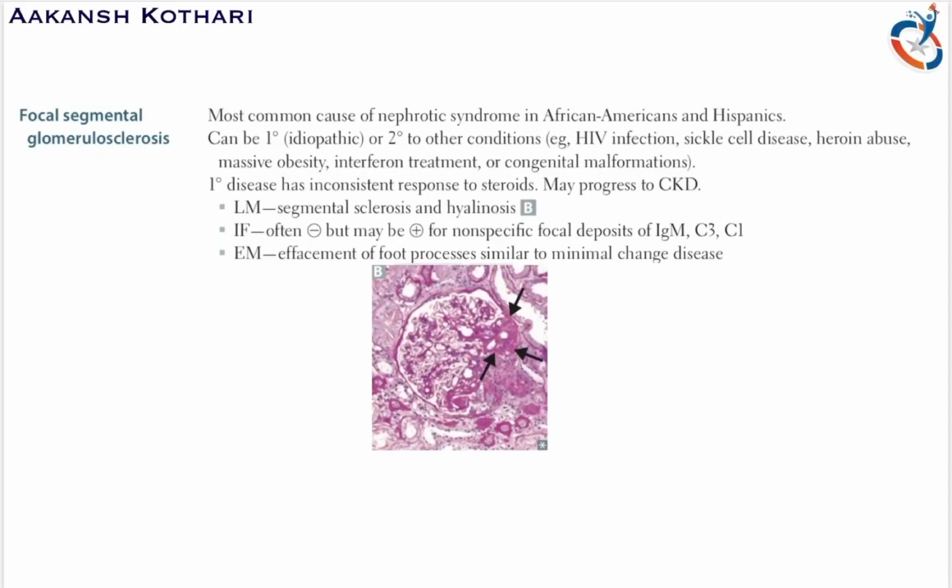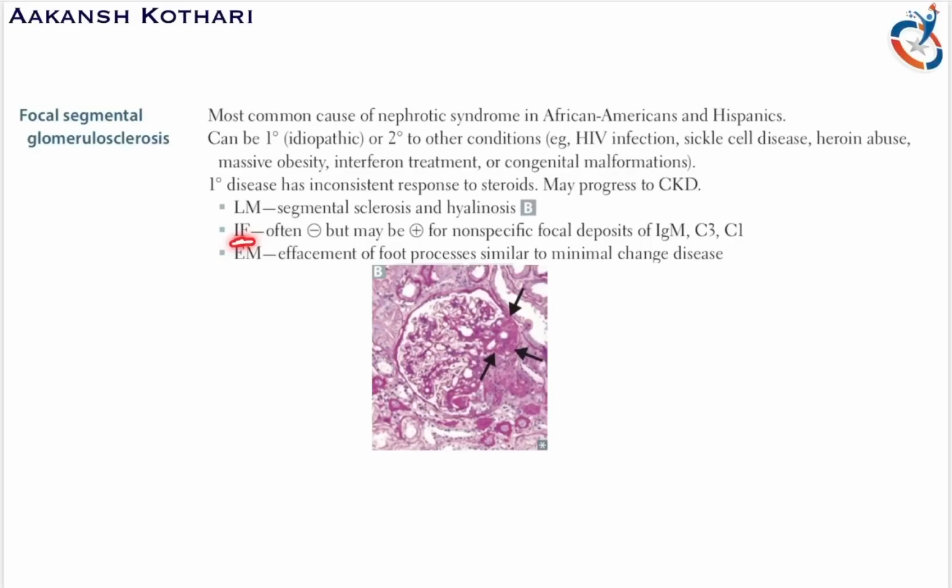Now, what are the findings? In light microscopy, we see segmental sclerosis and hyalinosis. Is it clear? We can see this in the given diagram here. There is hyalinosis over here.